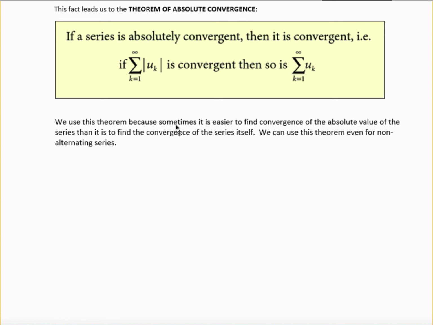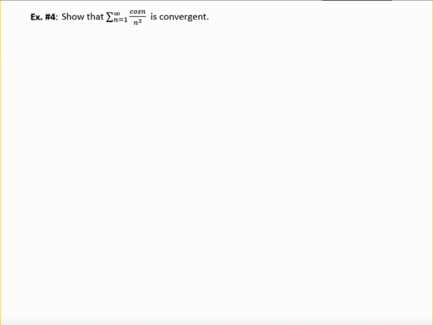We use this theorem because sometimes it's easier to find convergence of the absolute value of a series than it is to find the convergence of the series by itself. And it doesn't even have to be for alternating series. You can use the non-alternating series too. So let me show you an example of that. So here we are with example number 4.